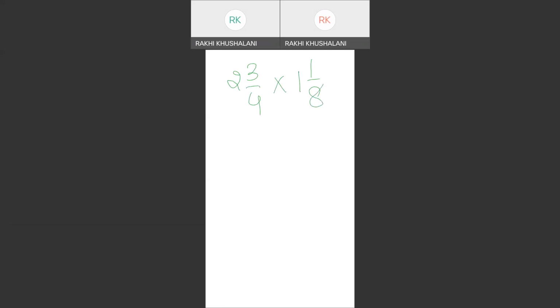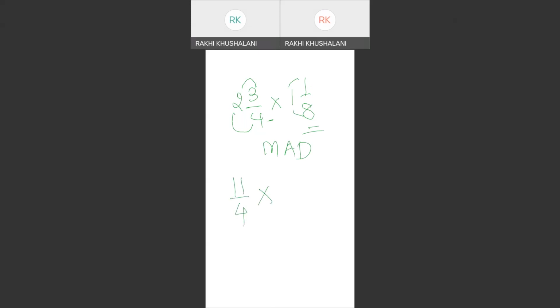Nothing to worry. I think I should write it a little lower because it's not visible there. 2 3/4 into 1 1/8. Multiply, add, and denominator. Multiply, add, and denominator. Do you remember MAD, what I had taught you? So 4 into 2 is 8, 8 plus 3 is 11, and the denominator is 4. 8 into 1 is 8 plus 1 is 9 upon the denominator.